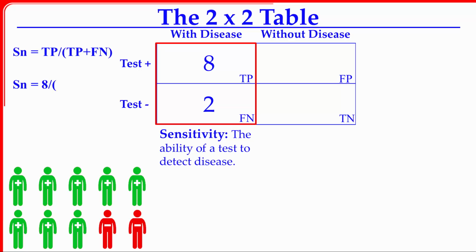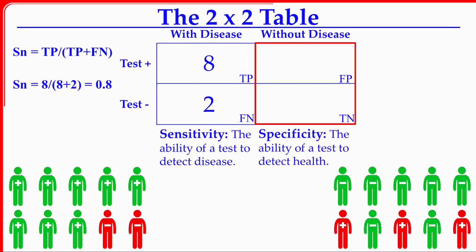And in this example, the sensitivity turns out to be 0.8 or 80%. Now let's look at specificity. In our example, we had 7 people who were truly negative, and we had 3 people with false positives. The formula here is to divide the true negatives by the true negatives plus the false positives. And that turns out in this case to be 0.7 or 70%.